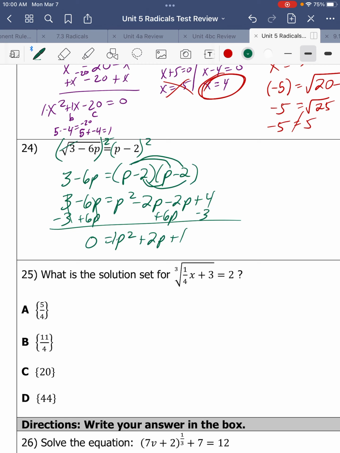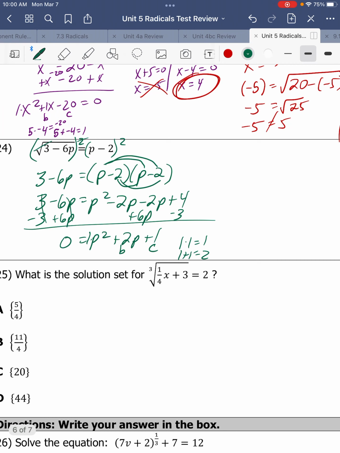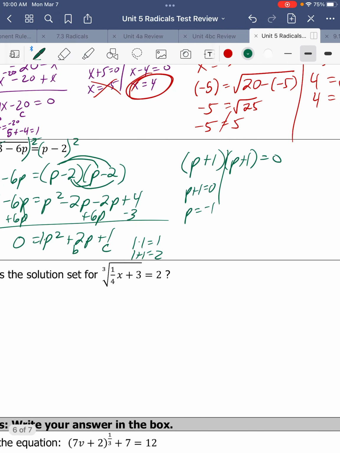That is going to equal positive 2p plus 1. Now my a term is 1, so we do what two numbers multiply to c that add up to b, and that would be 1. 1 times 1 is 1. 1 plus 1 is 2. So we have our quick factoring is p plus 1 and p plus 1. That's going to equal 0. Set each factor equal to 0. Well, they're both the exact same factor, so you only set 1. Solve for it, you get negative 1.